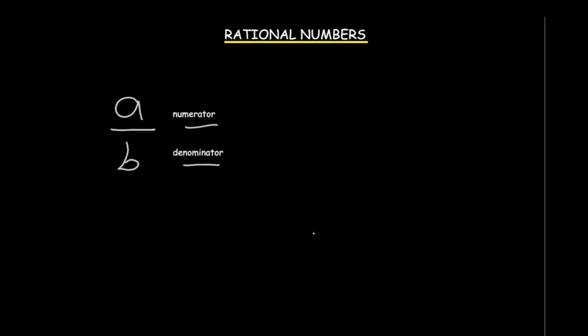That's it. We can put rational numbers in 3 categories: proper fractions, improper fractions, and mixed numbers. So, proper fractions are fractions where the numerator is smaller than the denominator. So the top number is smaller than the bottom number. For example, 5/7.